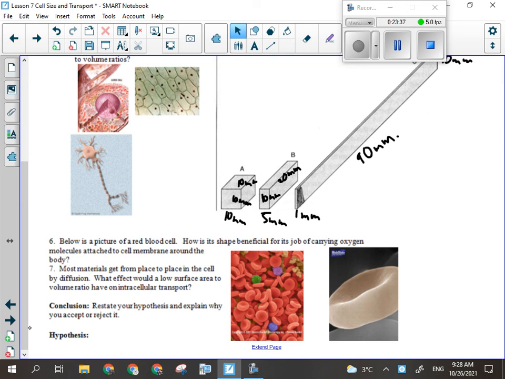All right, and then number 7, this is what we've been talking about all day. Most materials get from place to place in the cell by diffusion. What effect would a low surface area to volume ratio have on intracellular transport? So thinking of macro and how it works compared to micro. Right? Then copy paste your hypothesis, tell me whether our math would support it or not, and you're done. There's no sources of error here because we didn't do any measuring.